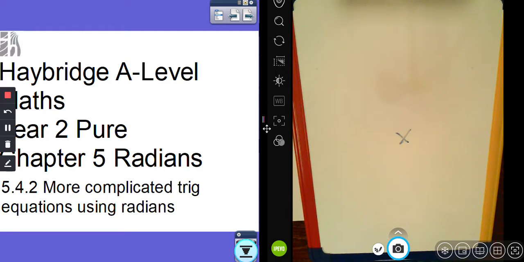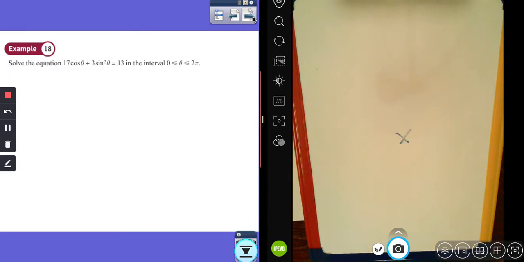In the first example, we're going to use identities like we used in Year 12. They work the same in radians as they do in degrees. There is no difference. And then in the second example, we're just going to do a problem where we've got sine 3 theta instead of just sine theta. Okay, so without further ado, let's have a look at this question here.